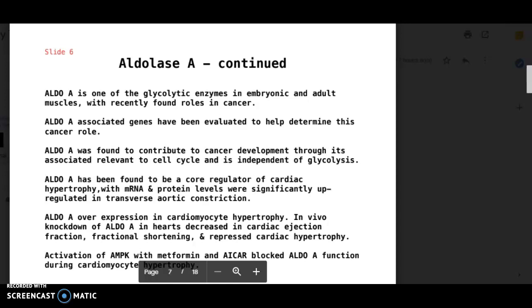Mechanism study revealed that aldolase A repressed the activation of AMP-dependent protein kinase signaling in a liver kinase B1 dependent and independent manner. AMPK inactivation is a core mechanism underlying aldolase A mediated promotion of ISO-induced cardiomyocyte hypertrophy. By contrast, activation of AMPK by metformin blocked the aldolase A function during cardiomyocyte hypertrophy, and it continues on with that.